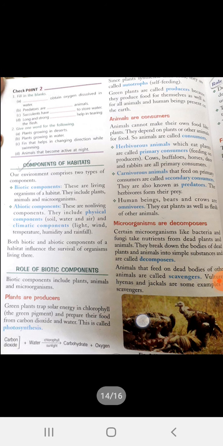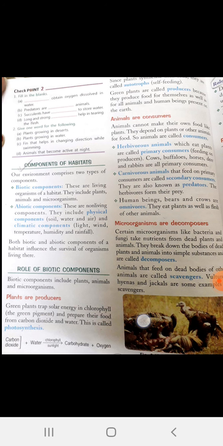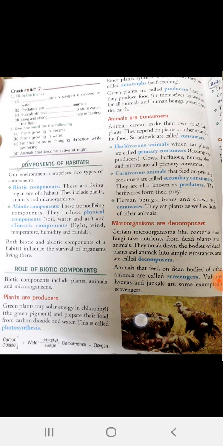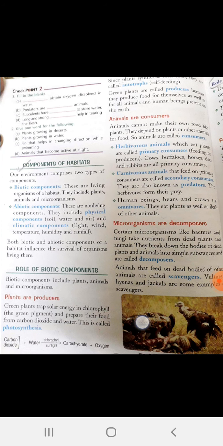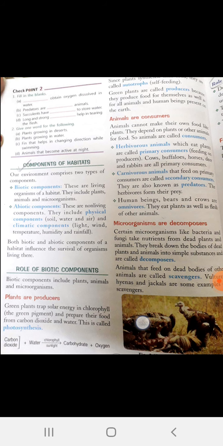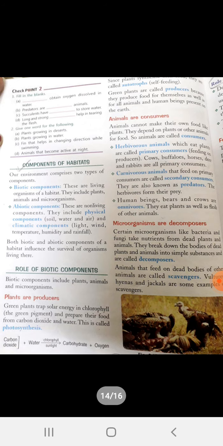Now, further, there are animals that feed on dead plants and animals. They are called scavengers. For example, vulture, hyena, and jackal are examples of scavengers.